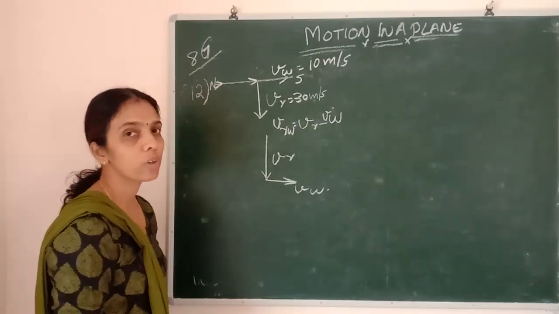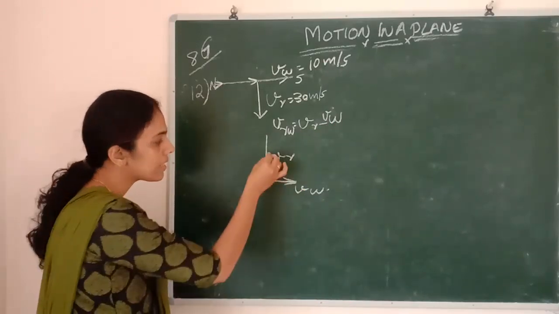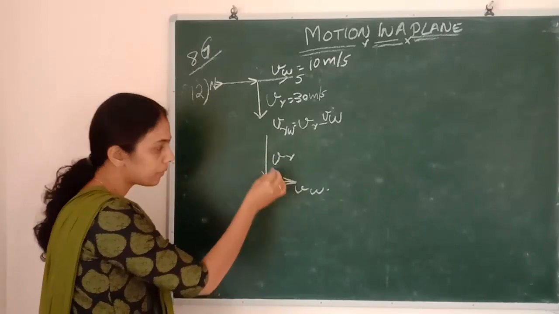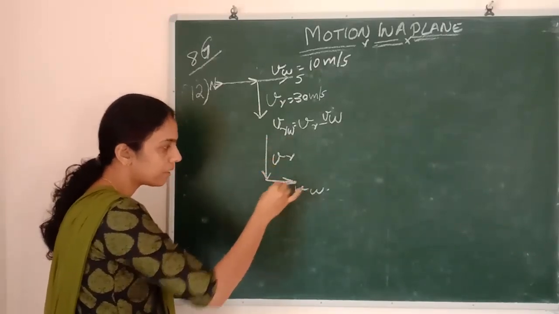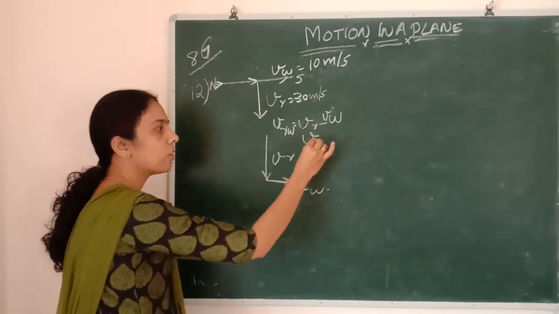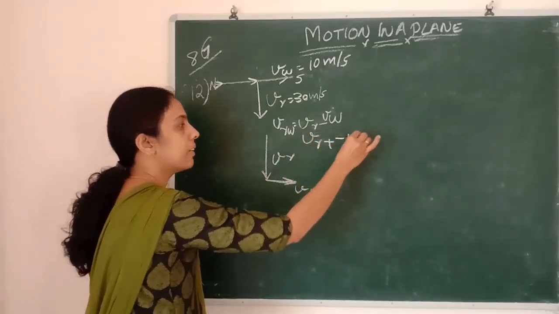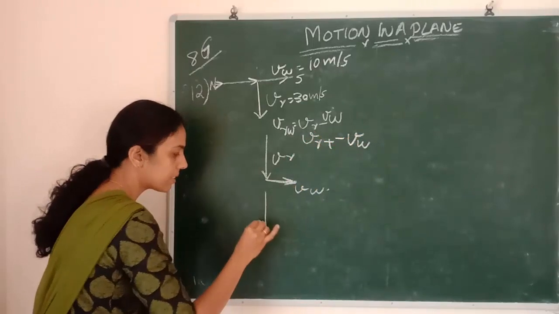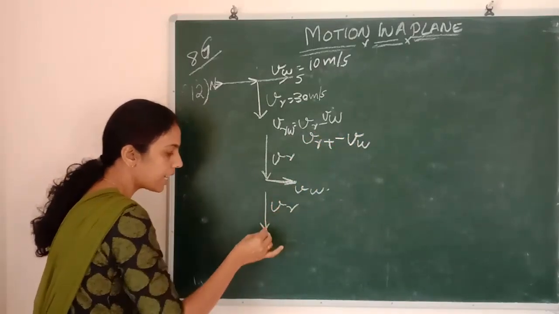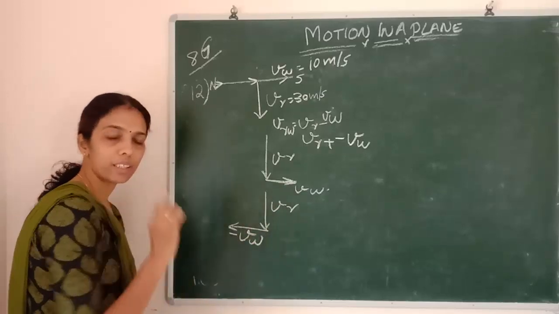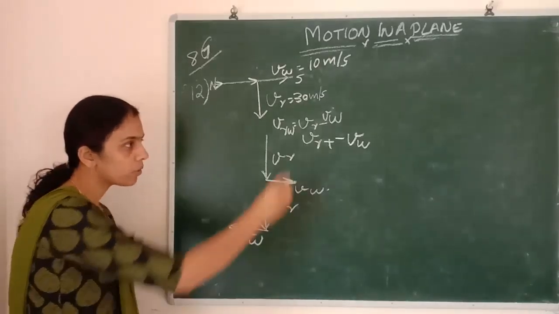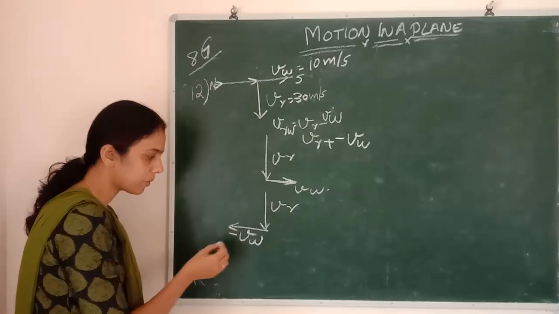So how can we find out VR minus VW? We can find out VR plus minus VW. So this is VR and this is minus VW. Now you can find out the resultant. Then only we will be getting VR minus VW, isn't it?